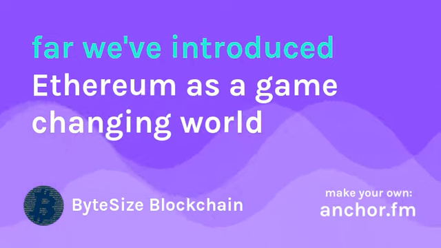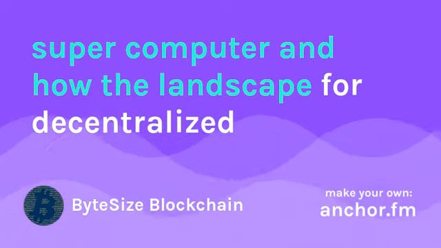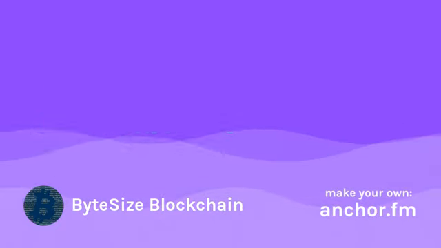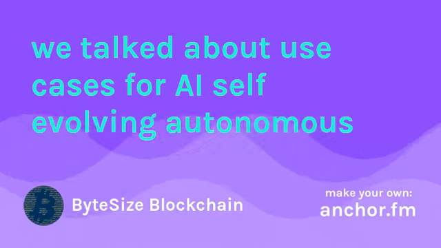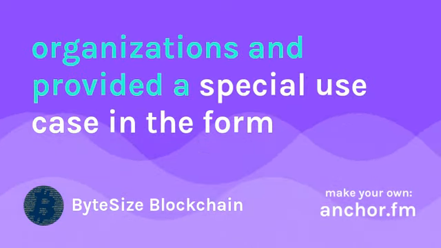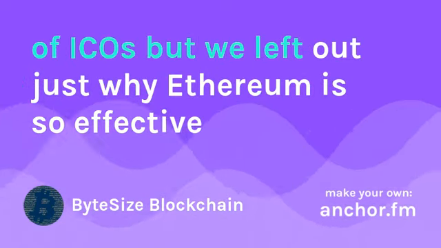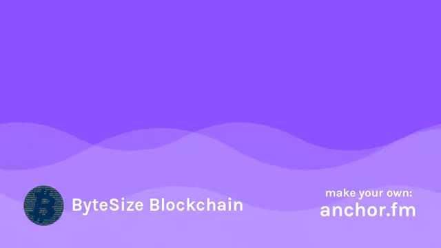So far, we've introduced Ethereum as a game-changing world supercomputer, and how the landscape for decentralized apps has forever changed the landscape of possibilities. We talked about use cases for AI, self-evolving autonomous organizations, and provided a special use case in the form of ICOs. But we left out just why Ethereum is so effective at this compared to other blockchains.